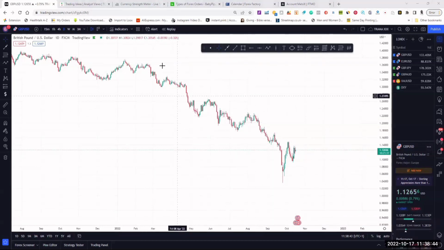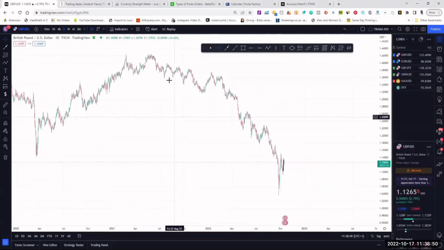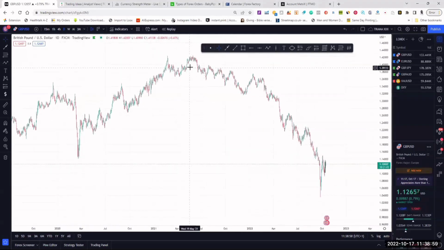All right, let's look at the structure. So now we see that price began to drop. We see a downtrend, a clean downtrend, from uptrend, what an example this is. From uptrend to downtrend. So let's look at this.